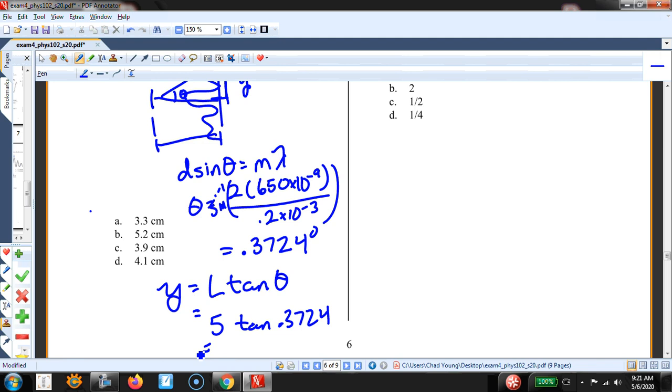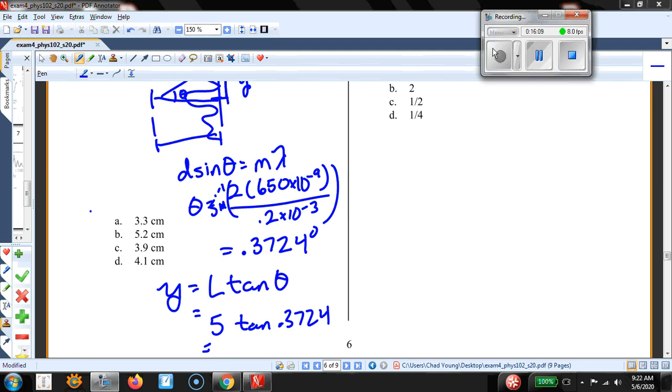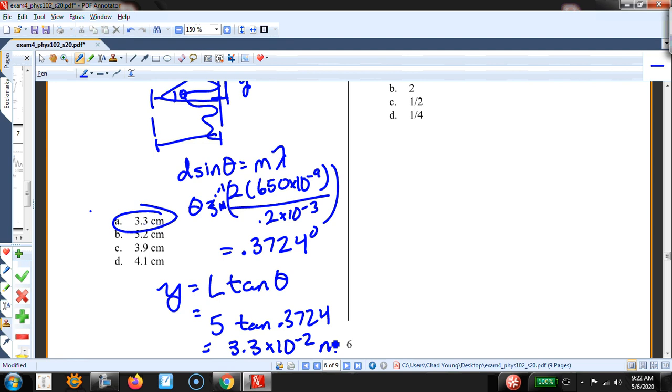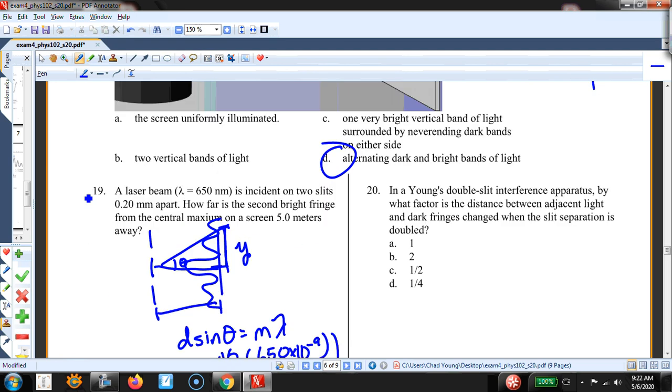I get 100. Oh, no, I have a mistake here. I'll find it. I'm going to pause. Okay, there was no mistake, but the answer here is 3.3. So it's 3.3 times 10 to the minus 2 meters, or 3.3 centimeters.